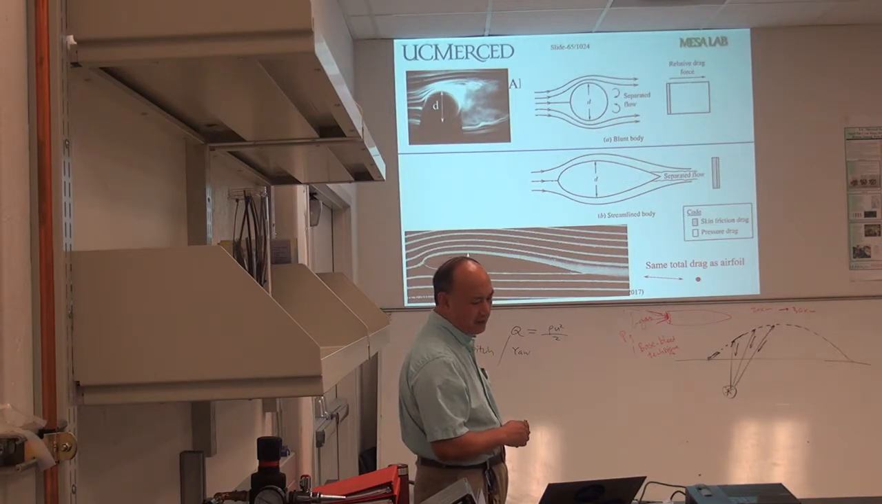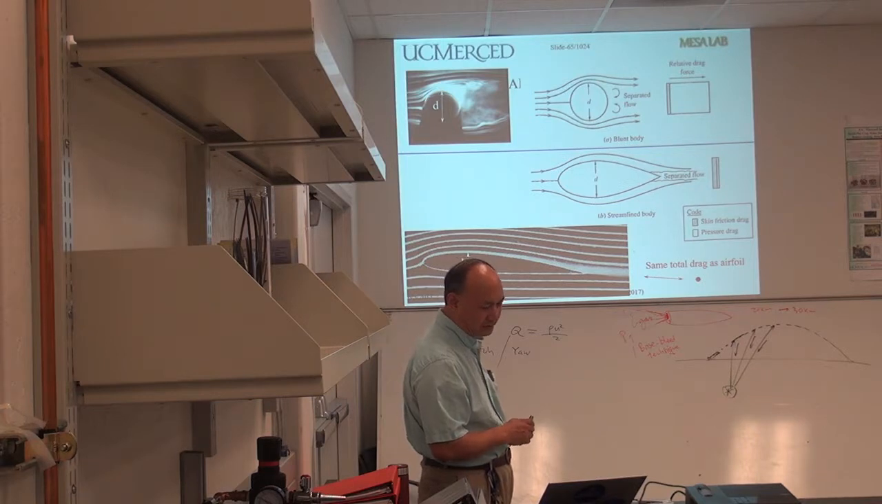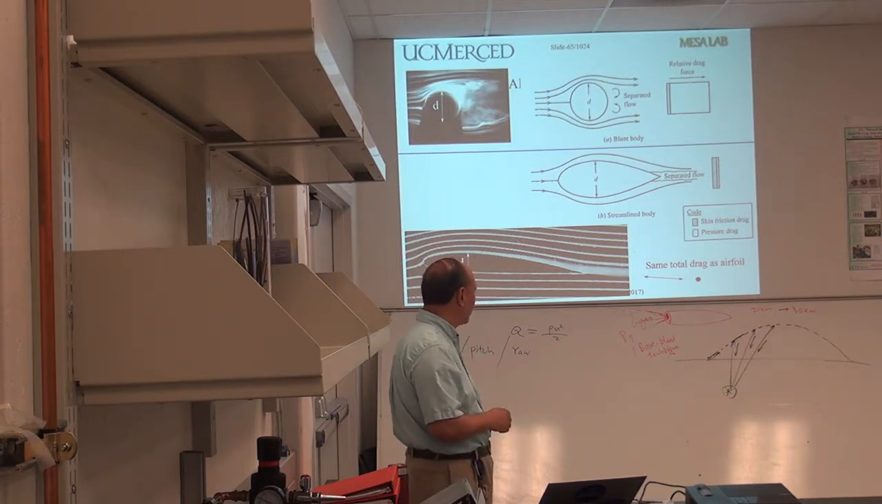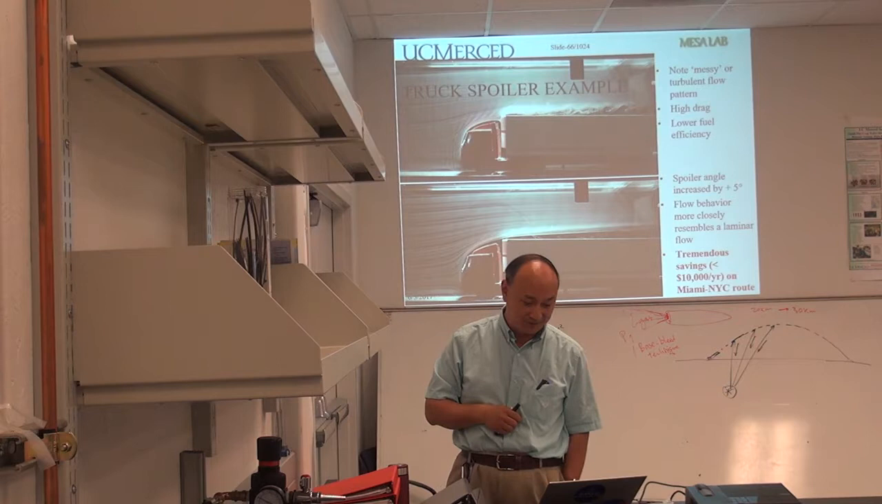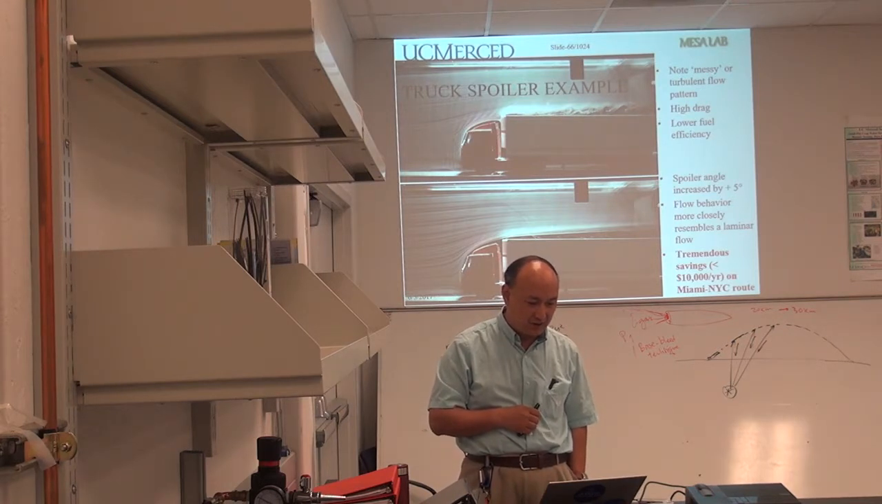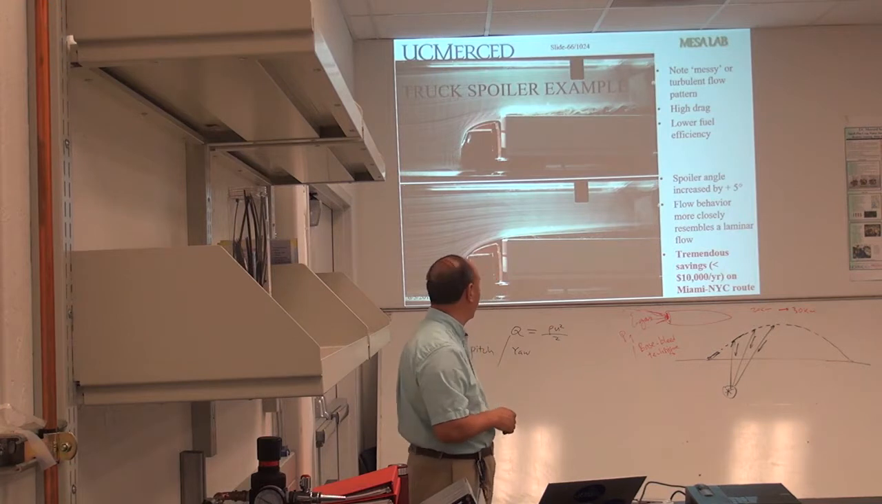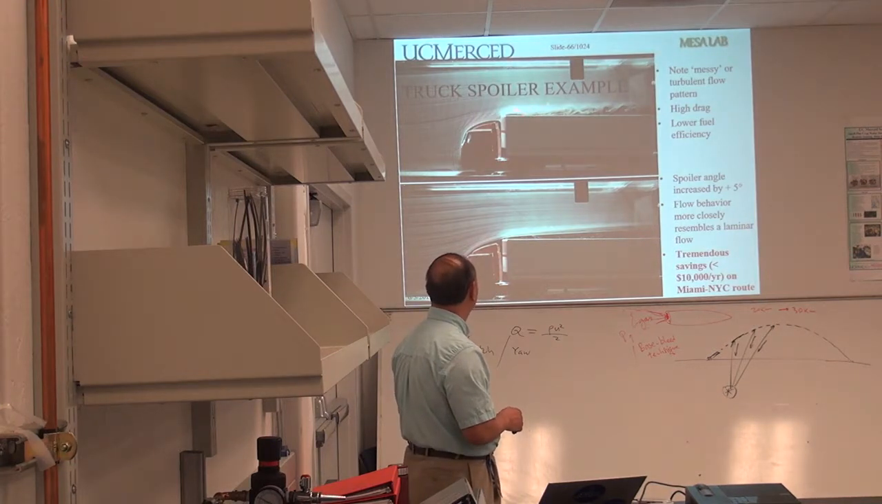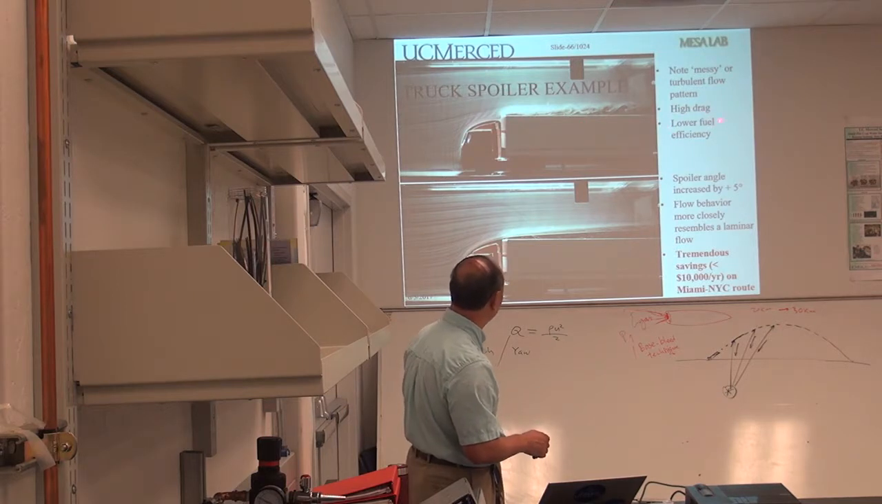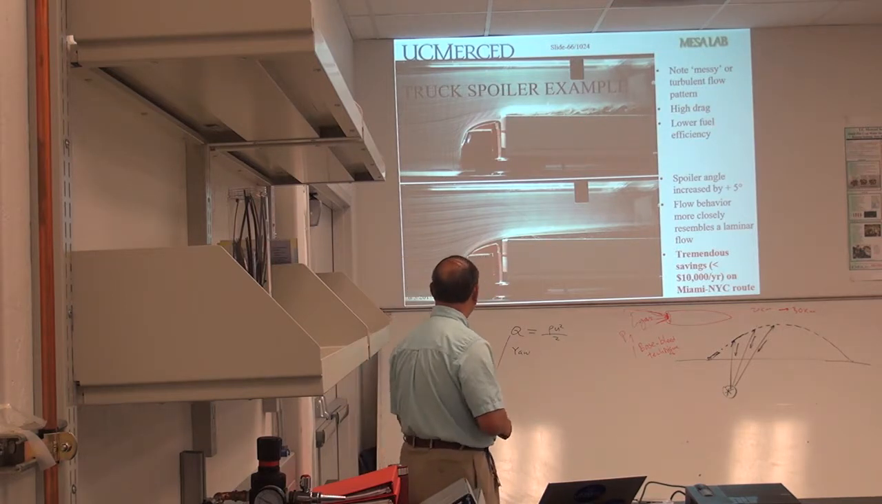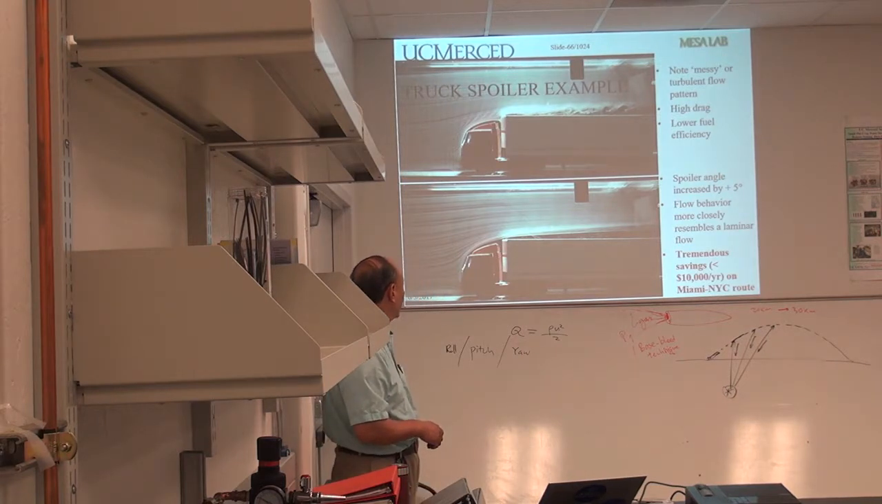So let's take a look at this one. The understanding of this one can actually save a lot of money. Let me give you an example. If you don't have anything in here, you have a truck spoiler example like this, with messy turbulent flow patterns and very high drag. So the fuel efficiency is not as high. However, somehow people can design it like that.